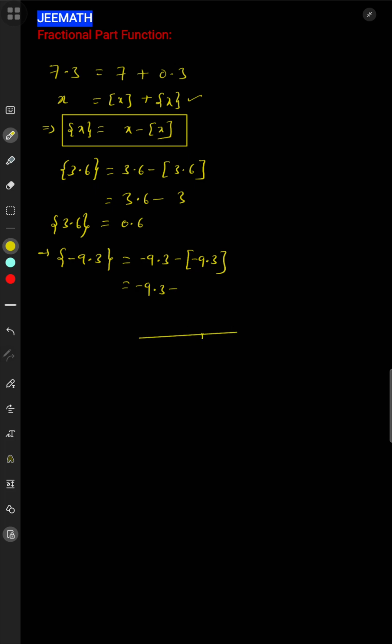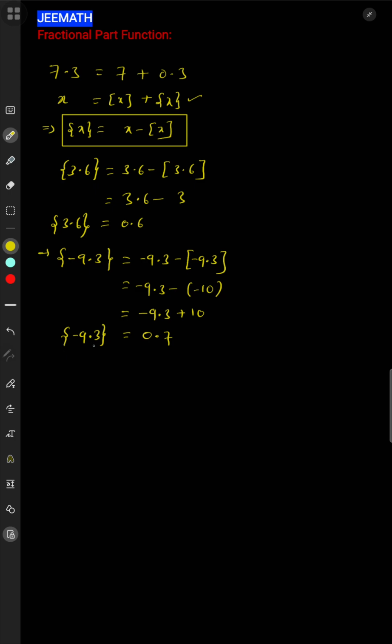So what is the left side integer of minus 9.3? The immediate left side integer for minus 9.3 is what? Minus 10. So minus 10 is [minus 9.3]. Minus 10 you need to write. So what are we getting? Minus 9.3 plus 10. So this is going to be 0.7. So 0.7 is the fractional part of minus 9.3. In that way we can have the fractional part of negative numbers also.